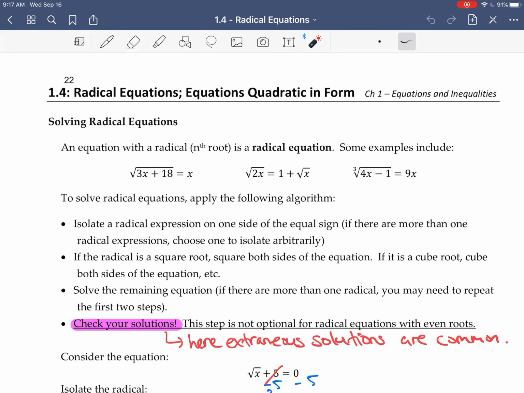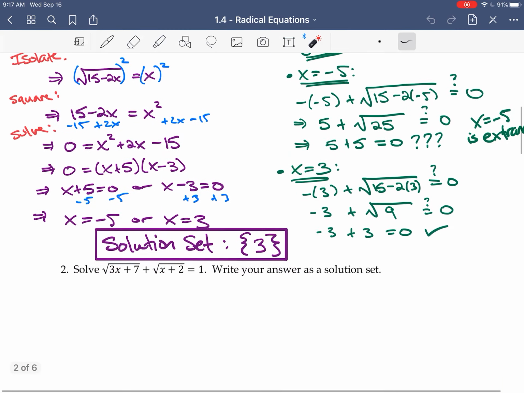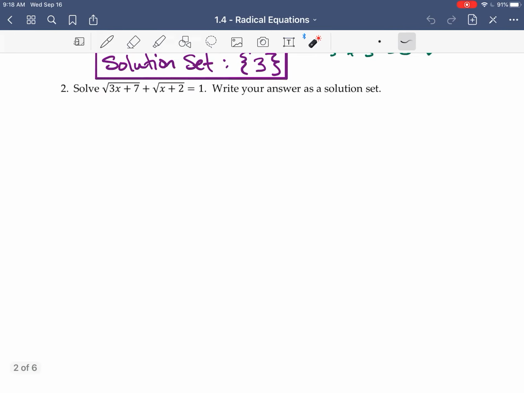In this video, we're going to do some extra practice with the radical equations and solving equations that are in quadratic form but may not necessarily be quadratic. So let's start with a radical equation. So here's one with two radicals.